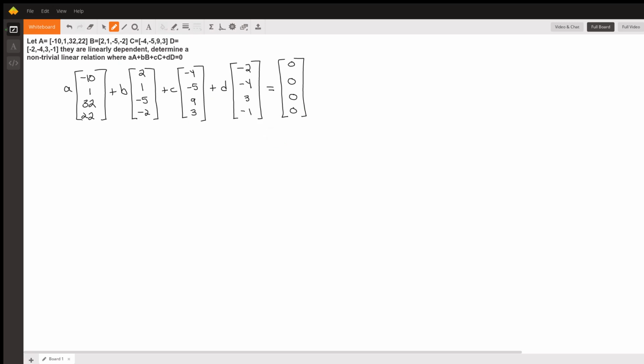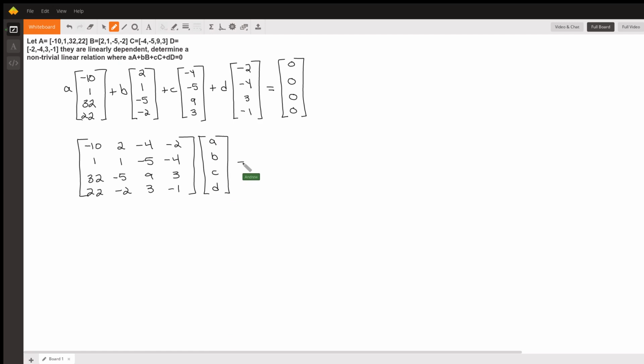And so what we can do is turn these column vectors into one 4x4 matrix, which will look like this. And we want the product of this 4x4 matrix with this column vector of unknowns to be equal to a zero vector. So we are looking for a solution here.